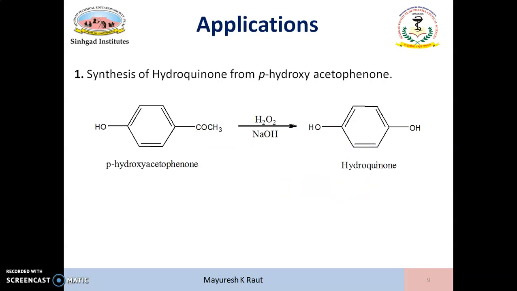Applications of Dakin oxidation include first application, that is synthesis of hydroquinone from para-hydroxyacetophenone. So if we start with para-hydroxyacetophenone, we are going to get hydroquinone as this will be converted to OH.